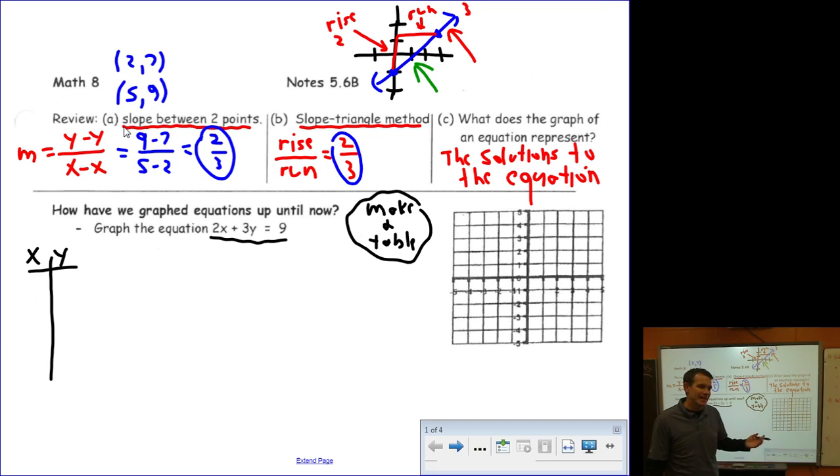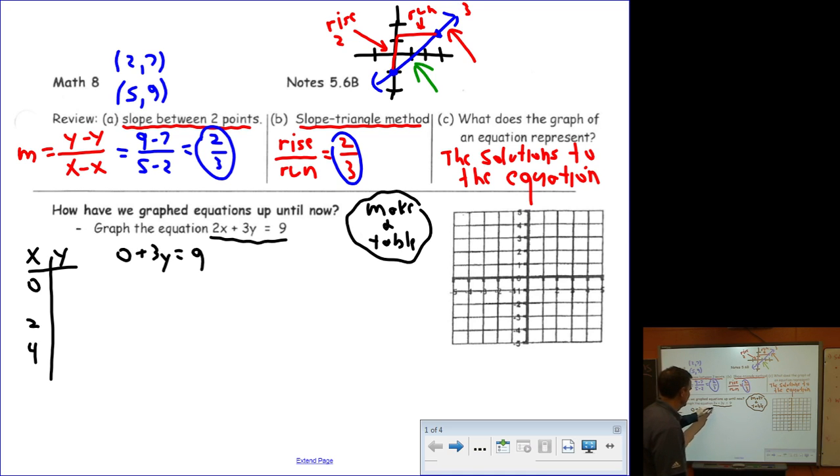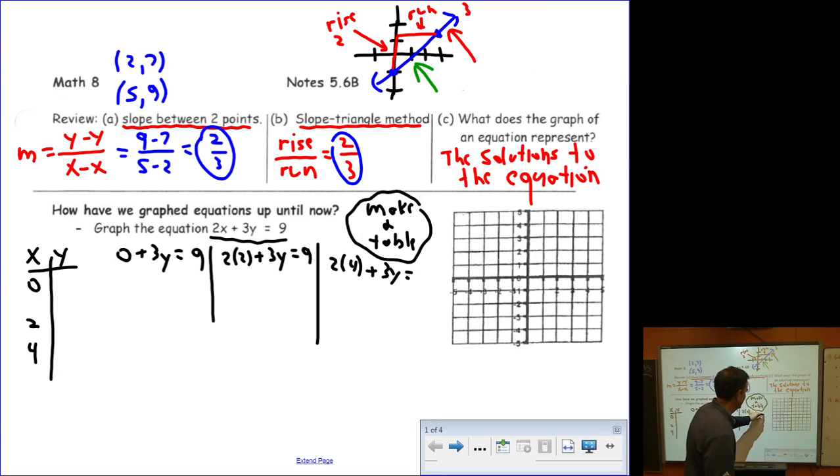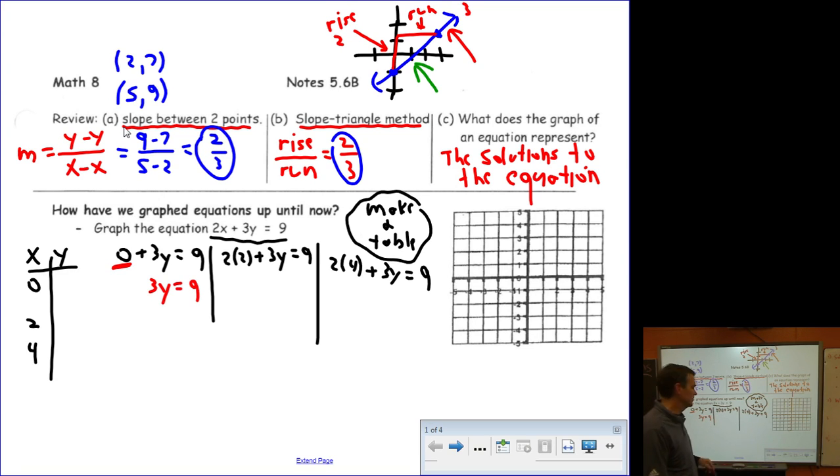And I get to pick any 3 x values I want. Say I like to pick 0, 2, and 4. And one at a time I would substitute those in for x. So I would get 0 plus 3y equals 9. 2 times 2 plus 3y equals 9. And 2 times 4 plus 3y equals 9. When x is 0, I get 3y equals 9, and if I divide both sides by 3, I get y equals 3.